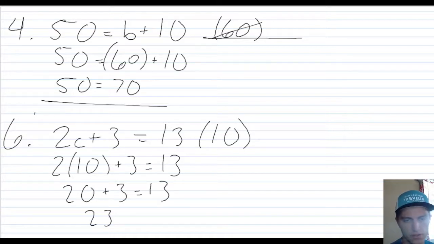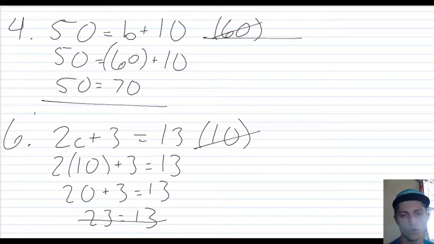20 plus 3 is 23. Is 23 equal to 16? No, therefore 10 is not a solution. What would have been a solution? Well, if we replace c with 5, 5 times 2 is 10, 10 plus 3 is 13. But 10 is not a solution. For problems 7 through 22.